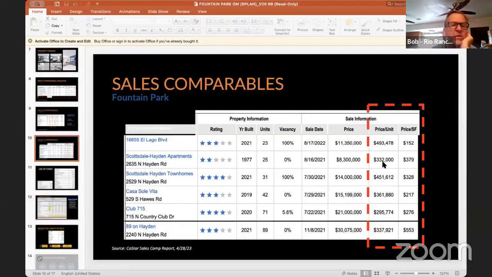Ratings. This one comes in with a low rating too. Yeah, this is a low rating, so you sell it low, maybe like a Class C apartment. This is also kind of lower. Interesting. Vacancy 0. Vacancy is 100% and vacancy is 0. That's interesting. Vacancy is also 0 here.